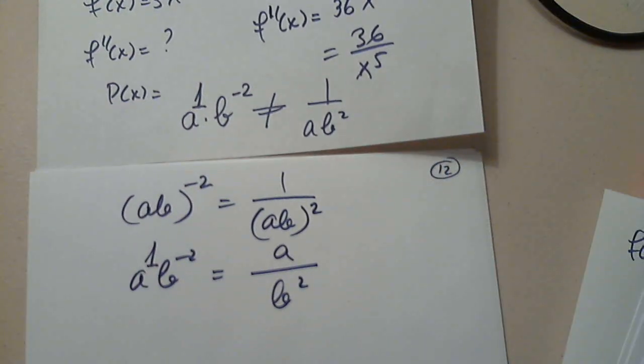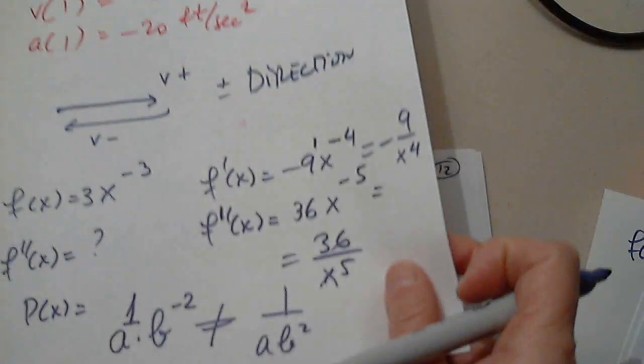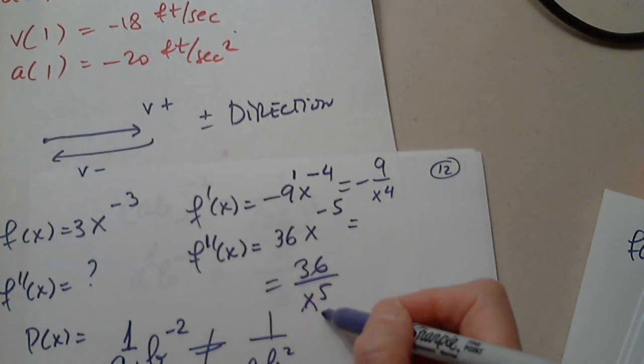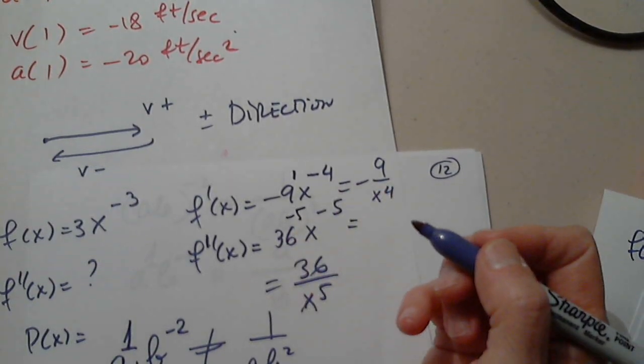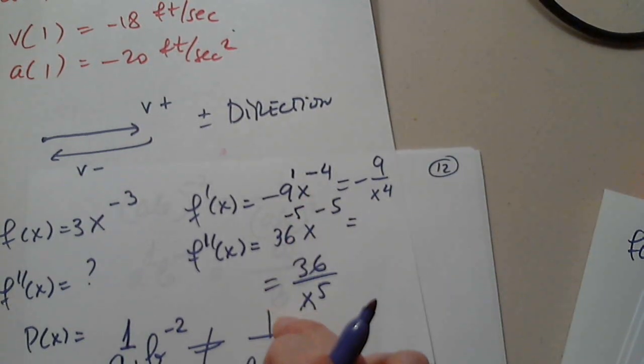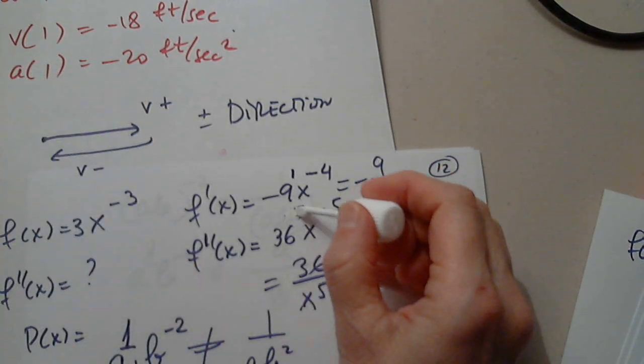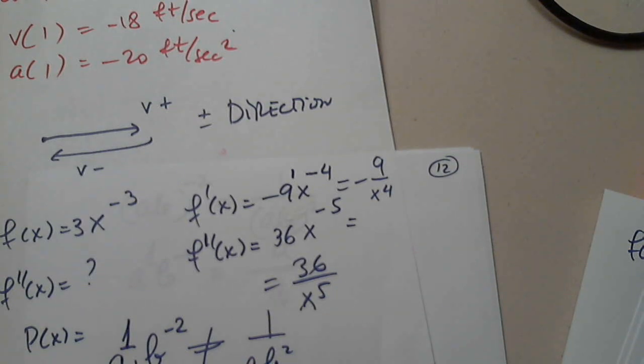Is that better? Yeah, that makes sense. So 36 does not move with x to the 5th because it does not have power -5. If it had power -5, it would have moved to the denominator, but it does not. It has to stay where it is because its power is positive, whatever it is, +1, +2, whatever. Is that okay? Yeah.